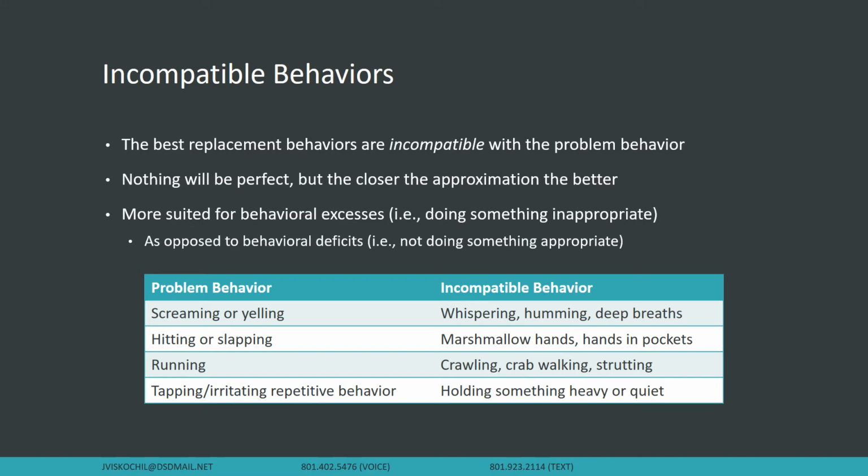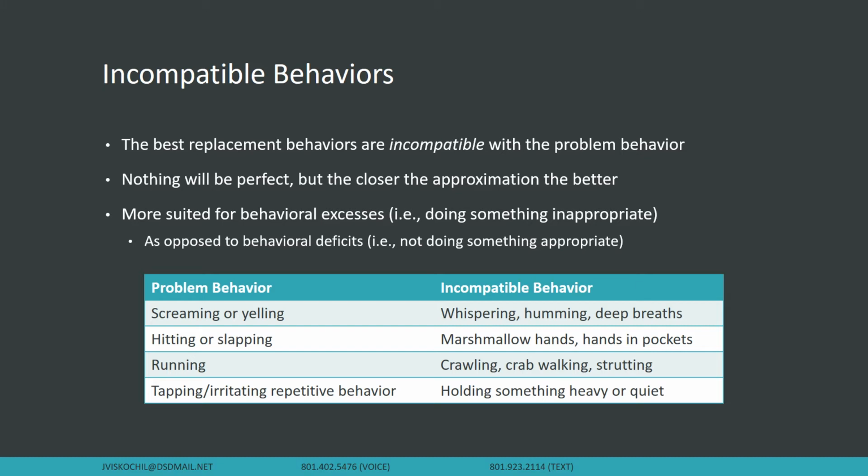And these are all more suited for working on behavioral excesses, things that the child or the student is actually doing, as opposed to things that the child or student is not doing. So, talking out in class, it's easier to come up with a replacement behavior for talking out in class than it is for not paying attention. The behaviors that we can see, the behaviors we observe, it's easier to change those ones than the ones that the student isn't doing.